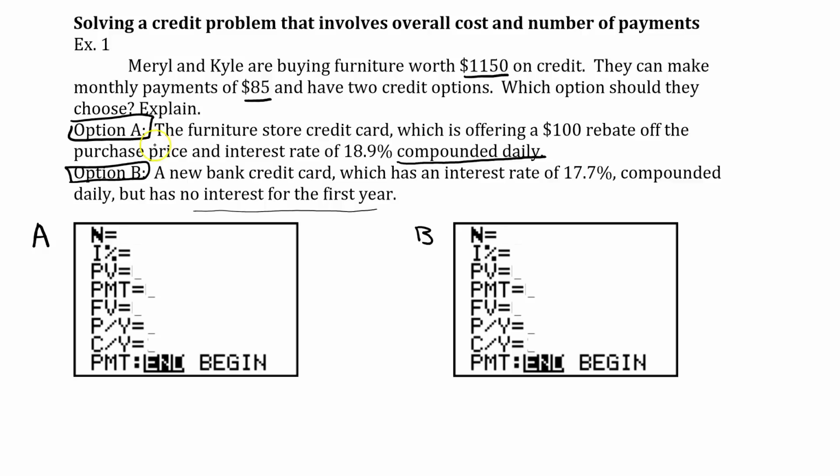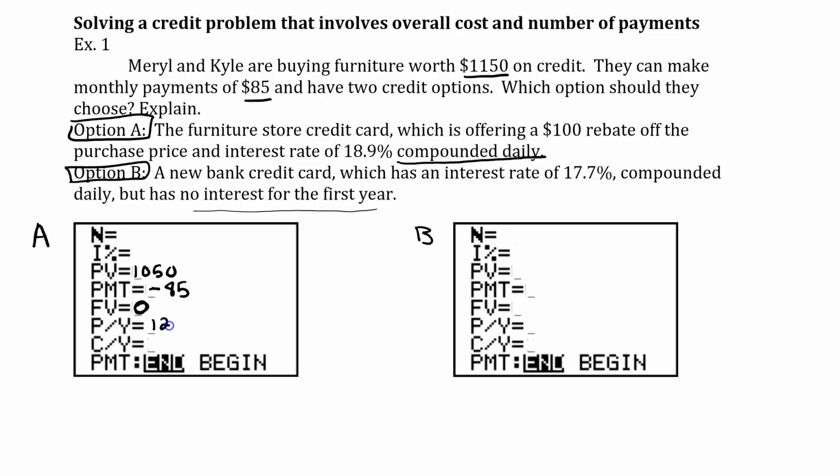So for option A, the furniture store credit card, which is offering a $100 rebate, that means that our loan is actually going to be $1,050, not $1,150, because we get that amount off. The payment which is going away from us is $85. The future value we hope to achieve is 0.